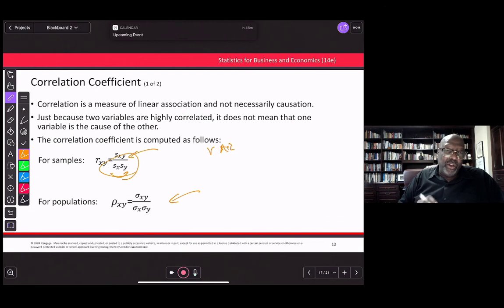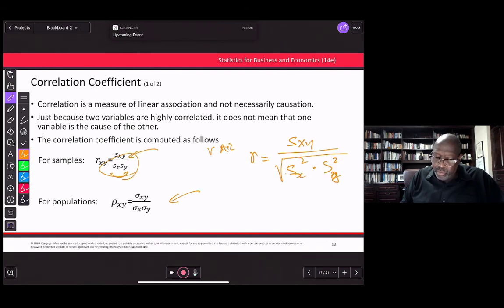If you wanted everything to look like variances, you could alternatively write Sxy over the square root of S squared x times S squared y. So that's a covariance, that's a variance, that's a variance. But remember, we take the square root of those to give us standard deviations. Does it matter? Not really. It's just whatever you can work with that helps you to remember better, that's fine. So you certainly can go with that.